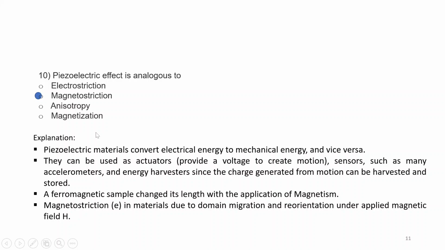These piezoelectric materials can be used as actuators, to provide a voltage to create motion, and as sensors, such as in accelerometers, and energy harvesters, since the charge generated from the motion can be harvested and stored. In case of a paramagnetic sample, it changes its length with the application of magnetism, and the magnetostriction in materials is due to domain migration and reorientation under the applied magnetic field H.